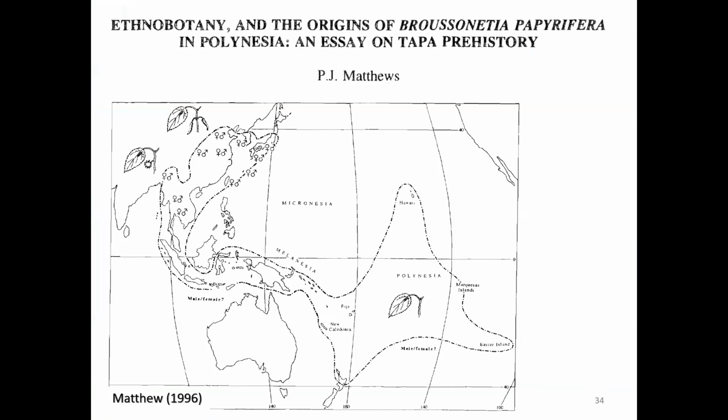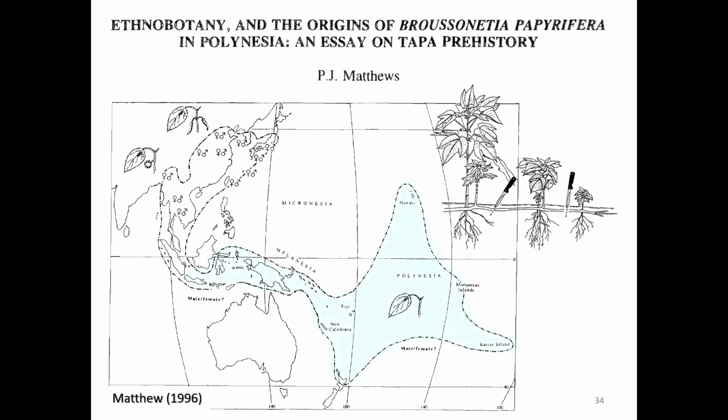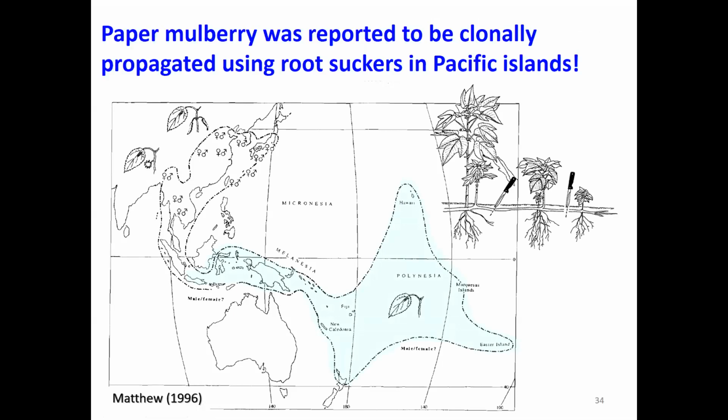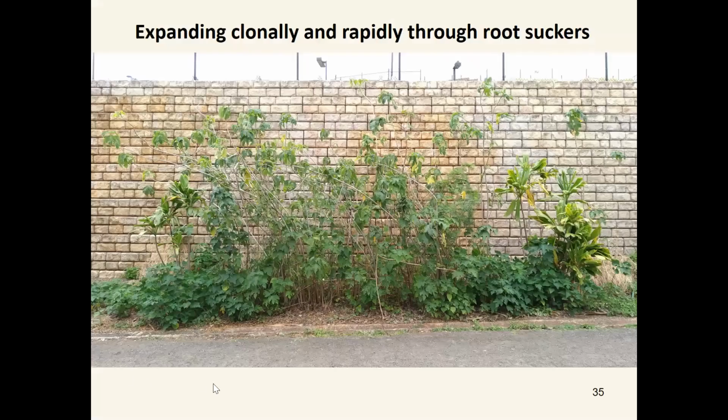In the native range in East Asia, including Taiwan and China, you find both male and female paper mulberry trees. But in the Pacific, most of the literature documents that the plant never set fruit there, and they use root suckers for propagation. So what is a root sucker?